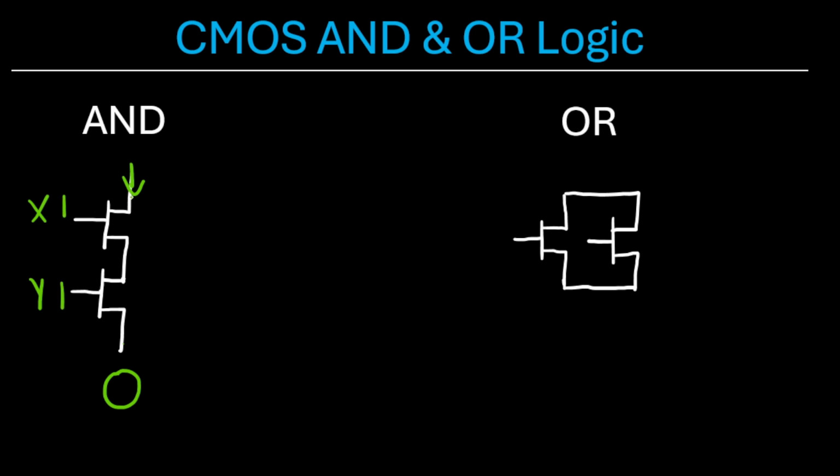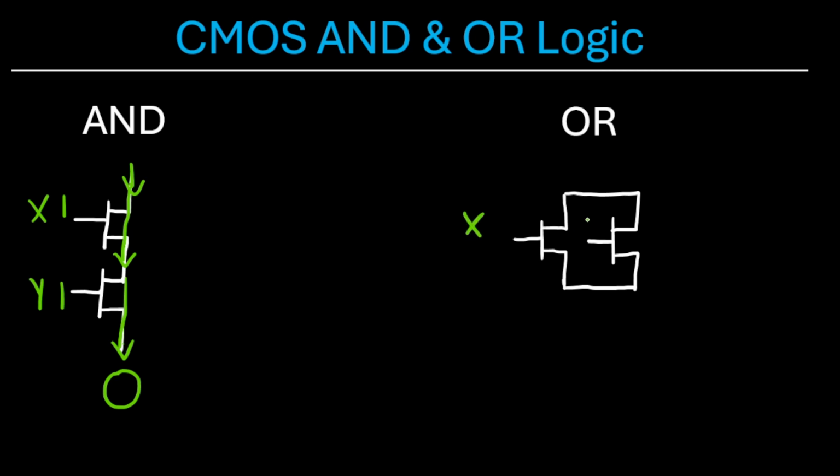So if X is 1, this signal can travel through this first transistor here. But if Y is 0, this transistor will be off and there's no way for this signal to get down here. However, if Y is 1, then it can keep traveling through here and get to the other circuit down here. So transistors in series are AND, and transistors in parallel, like we have over here, are OR.